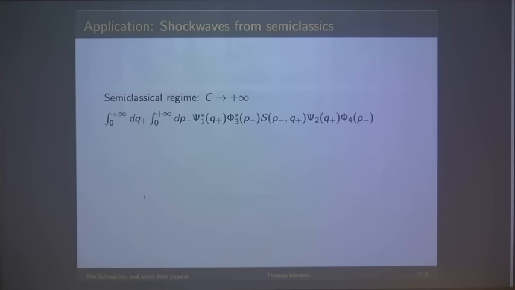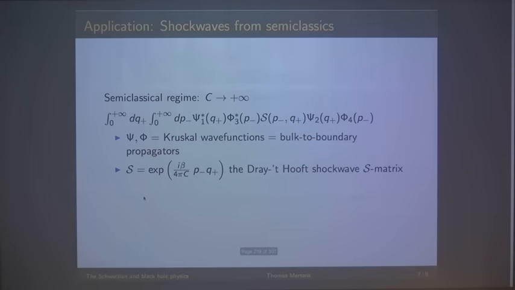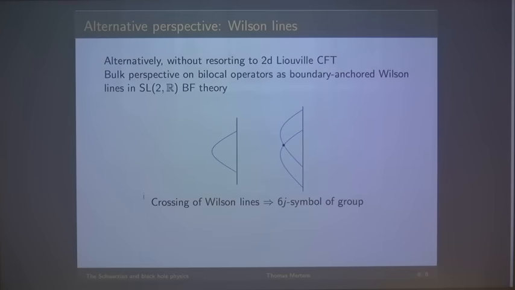So as an application of this, you can study the semi-classical regime of this complicated expression. And if you do the computation, in the end, you end up with this expression, where Q plus and P minus are Kruskal momenta. This psi and phi are Kruskal wave functions, or bulk to boundary propagators, and this is dressed with this Dray-'t Hooft shock wave S matrix. And this is, of course, precisely what you would expect when you would semi-classically write down the expression for the out-of-time-order correlator.